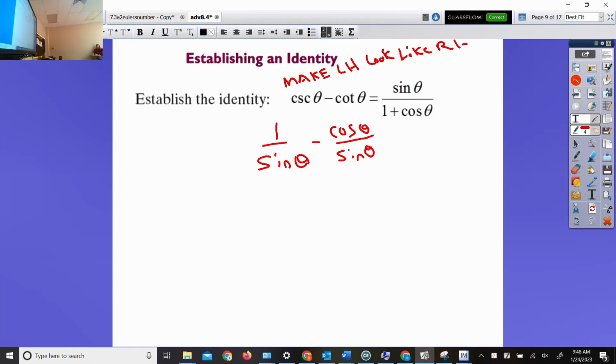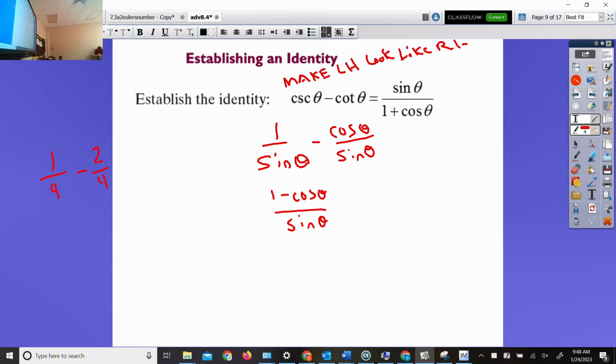It's 1 minus cosine. If somebody asked you what 1/4 minus 2/4 is, would you hesitate? No, you'd say -1/4, wouldn't you? That's the same thing, isn't it? The denominator's common. So 1 minus cosine of theta over what? Sine of theta. Getting close. Actually, very close. Your goal is to become sine of theta over 1 plus cosine theta.